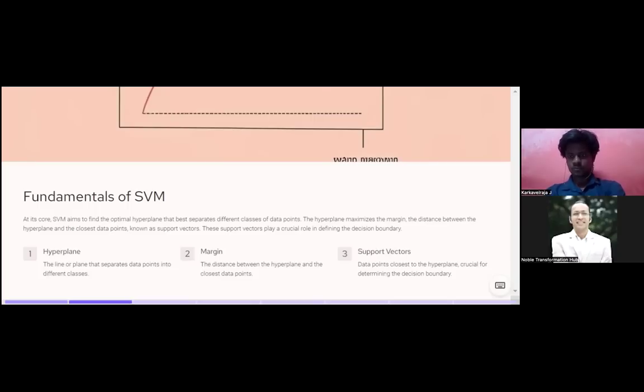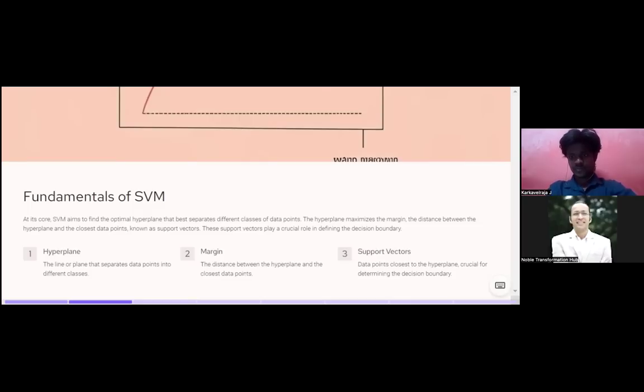So hyperplane has a different definition, support vectors are different, and margin is different. With these we make SVMs. These are the fundamentals with which SVM is made: hyperplane, margin, and support vectors. You have to distinguish each element from the others so that you don't have confusion and you clearly understand.